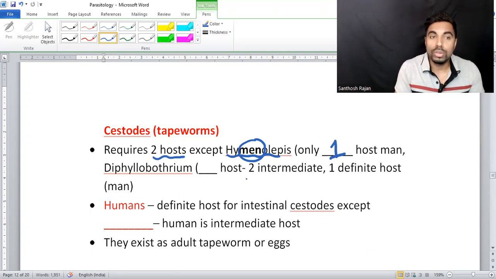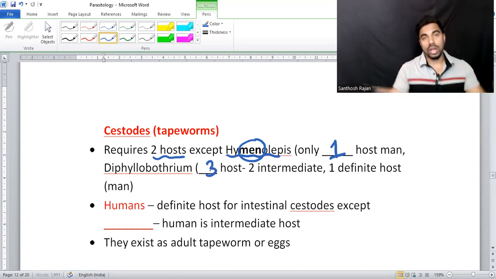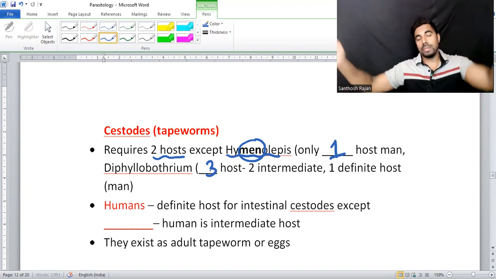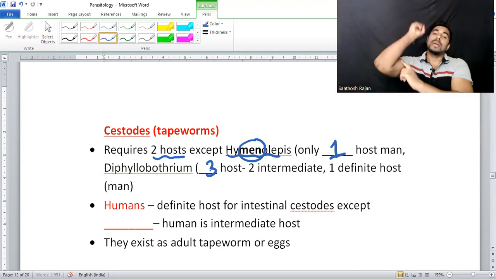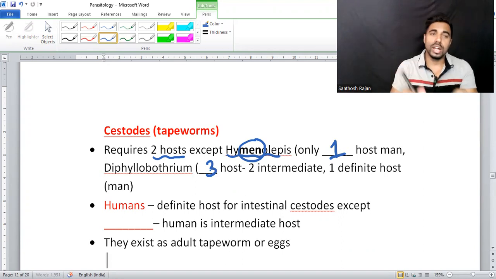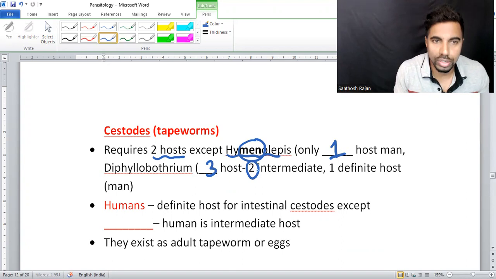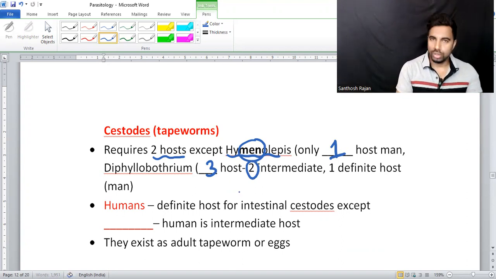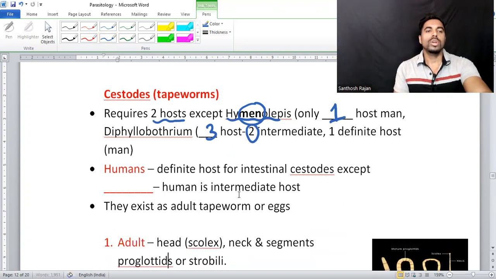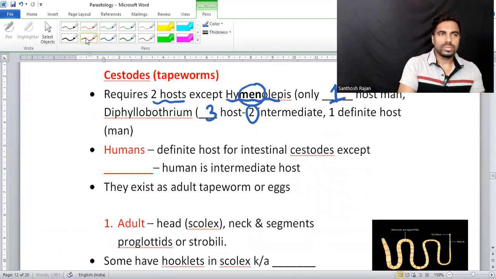But Diphyllobothrium latum has three hosts. I was saying Diphyllobothrium is the big one. Not only B12 deficiency, it also has three hosts. Three hosts means there are two intermediate hosts and one definite host. Now what are those hosts we are going to see. Humans are the definite host for intestinal cestodes.